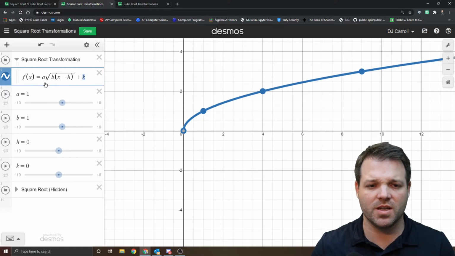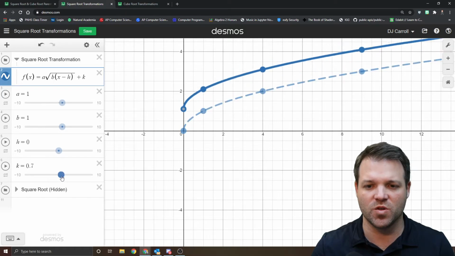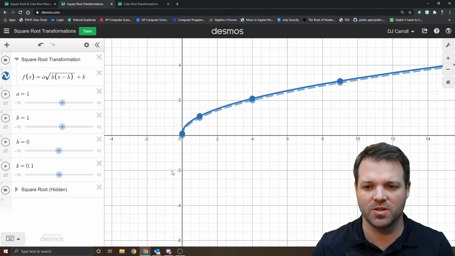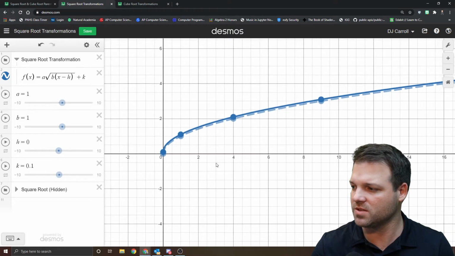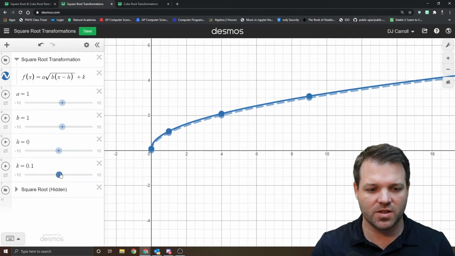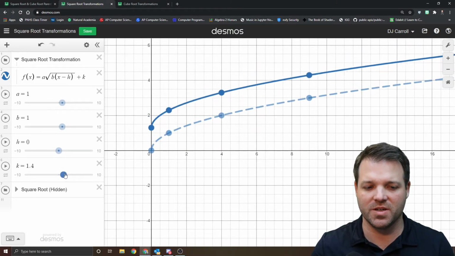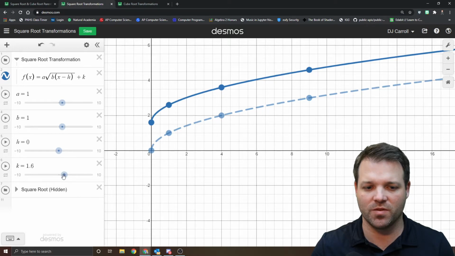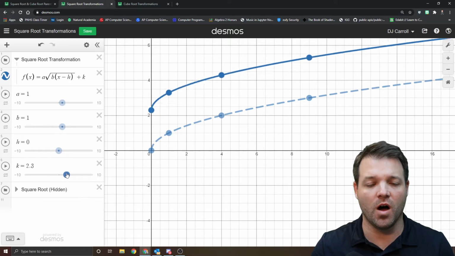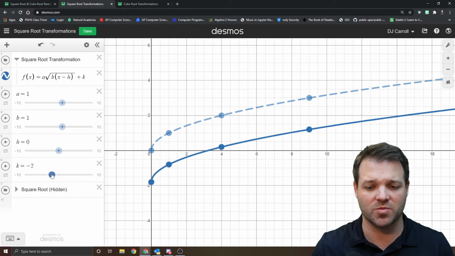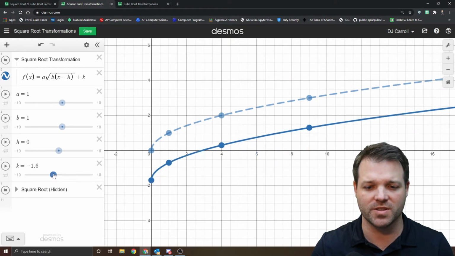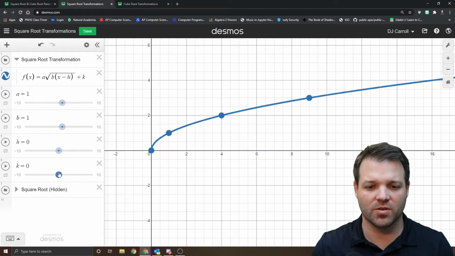So let's go ahead and we'll do the outside transformations first, the a and the k. So let's do the k first. So the k literally just moves this up and down. Maybe I'll zoom out a little bit here so you guys can see this, or move it over. So if I'm adding a number over here, then it's going to move all of these points up. If I'm subtracting a number, it's moving all of these points down. And well, I'll go ahead and reset that.